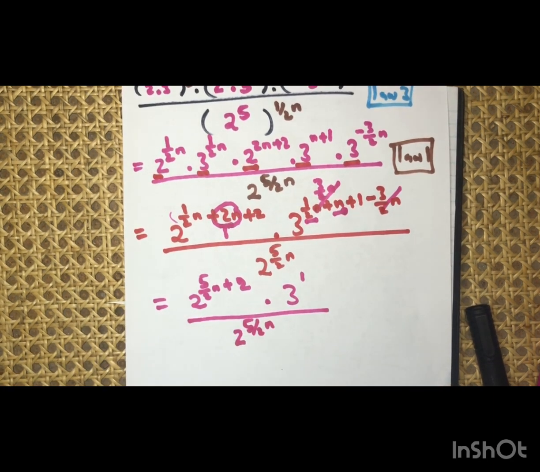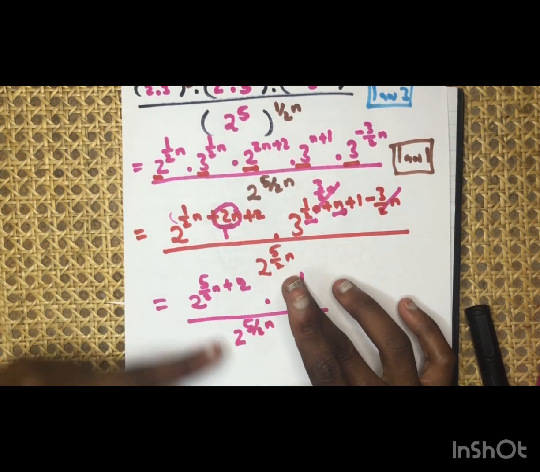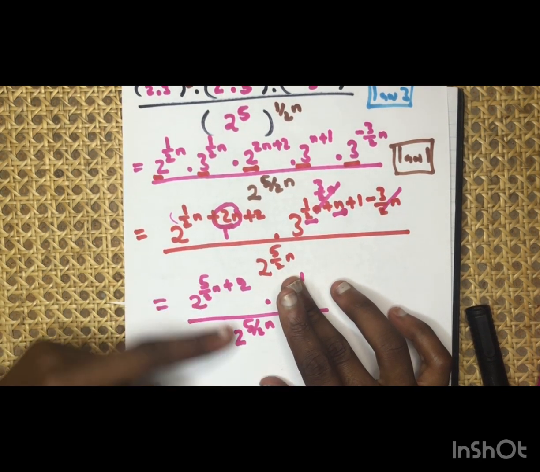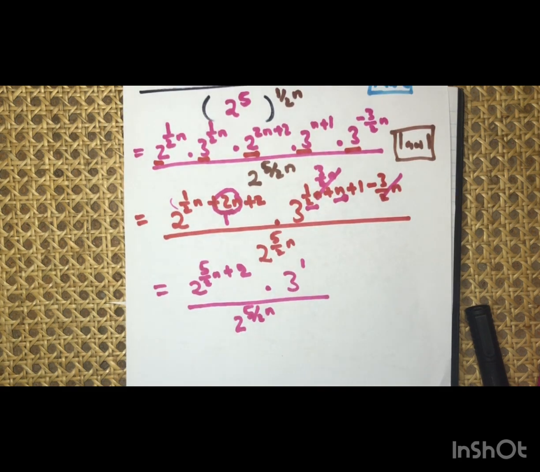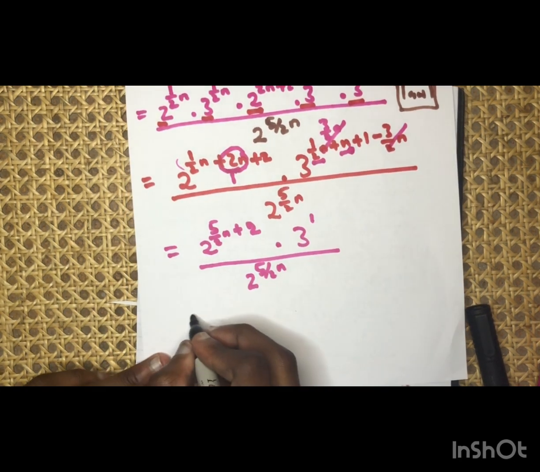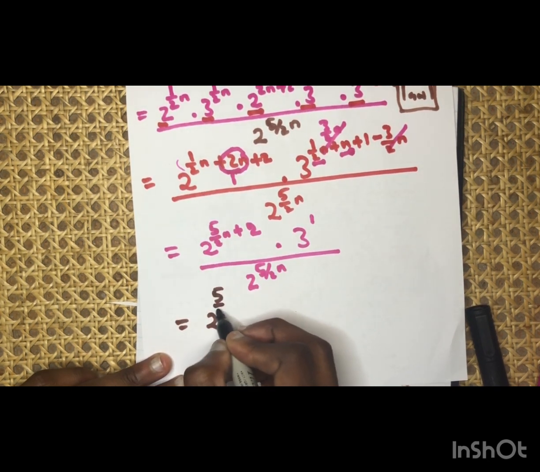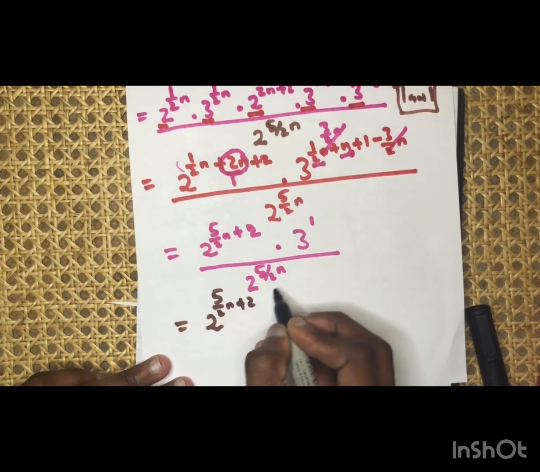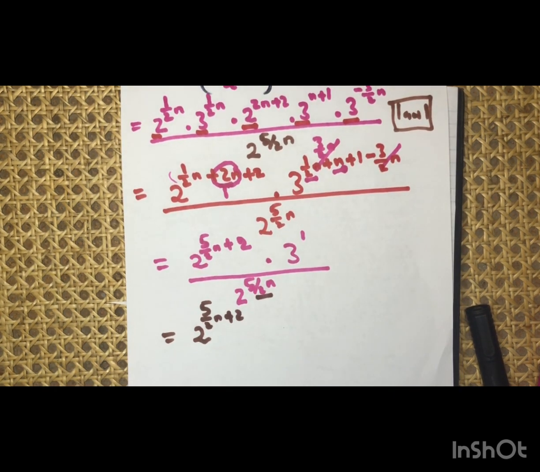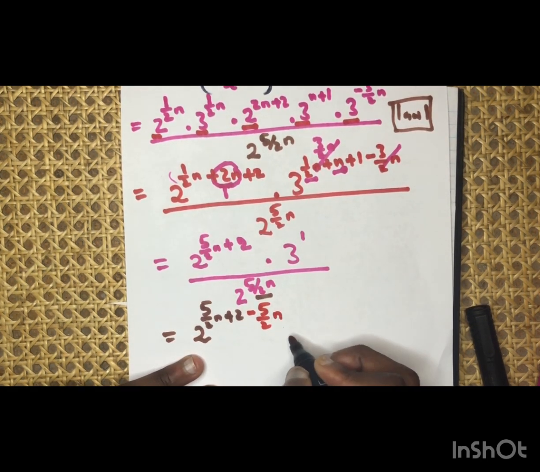Remember, which law do we need to apply here? The bases for 2 are the same. So I'm going to take one base and subtract the what? The exponent. So I'm going to take everything to the top. I have 2 as the base, then this is power 5 over 2n plus 2. Remember, this exponent's sign is going to change to become negative 5 over 2n. So times this 3 to the power 1.